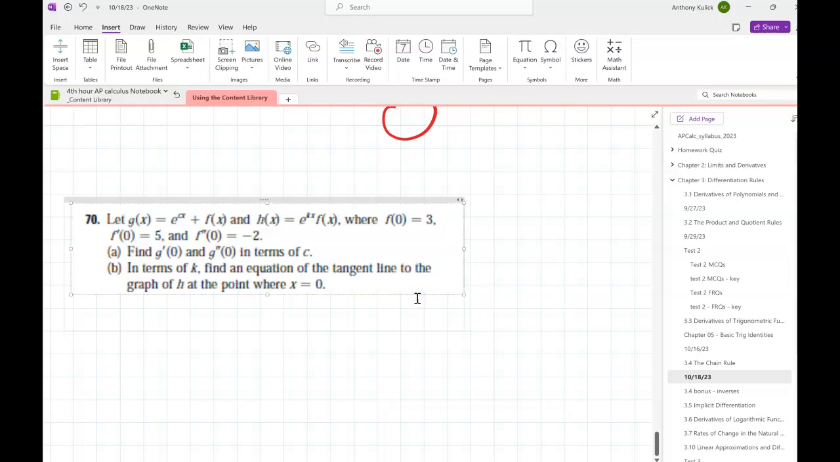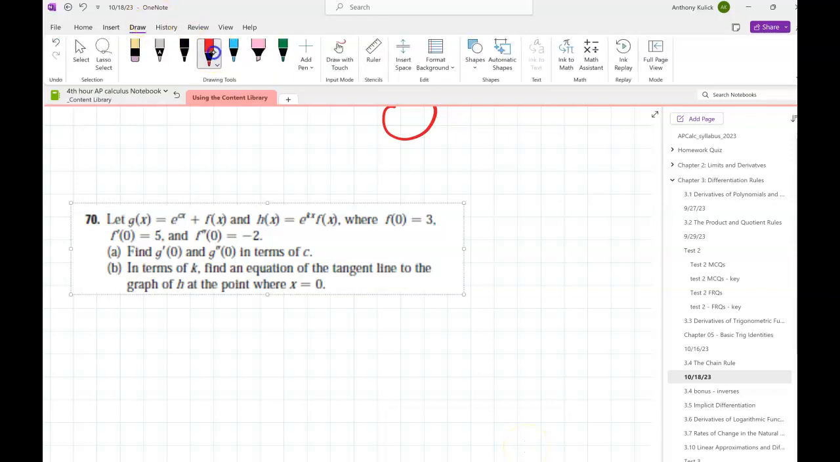Okay, let g of x equal some stuff and h of x equal some other stuff where a couple of things are true. Find the first derivative of g, or evaluate at 0 in terms of c, and the second derivative. Okay, that's fine.